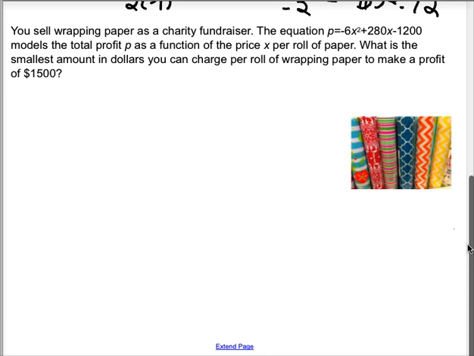You sell wrapping paper as a charity fundraiser. The equation P equals negative 6x squared plus 200x minus 1200 models the total profit P as a function of the price X per roll of paper. What is the smallest amount in dollars you can charge per roll of wrapping paper to make a profit of $1,500? So that $1,500 is a profit. So that's where I'm going to plug it in.